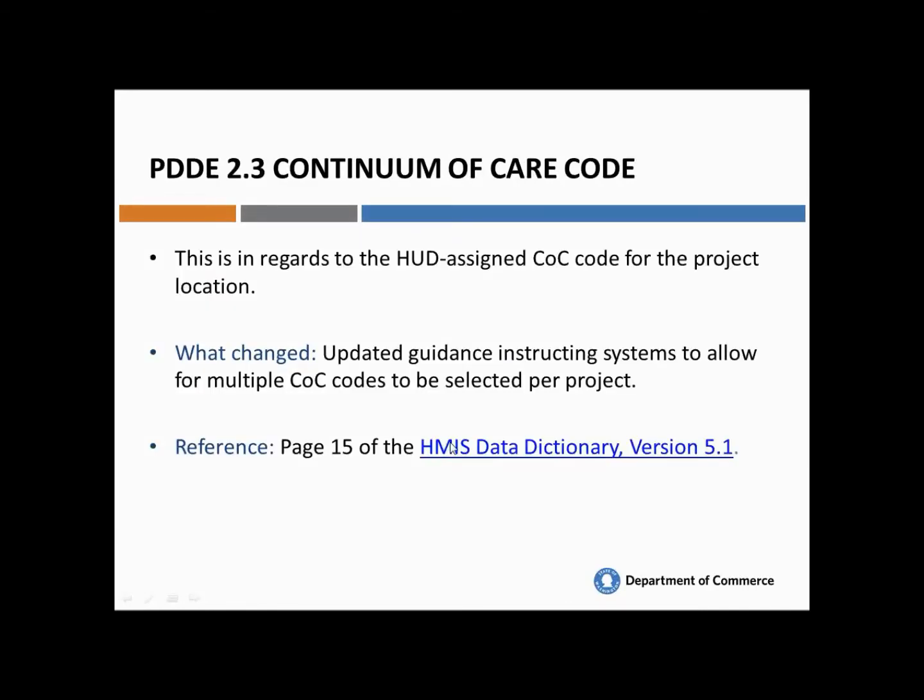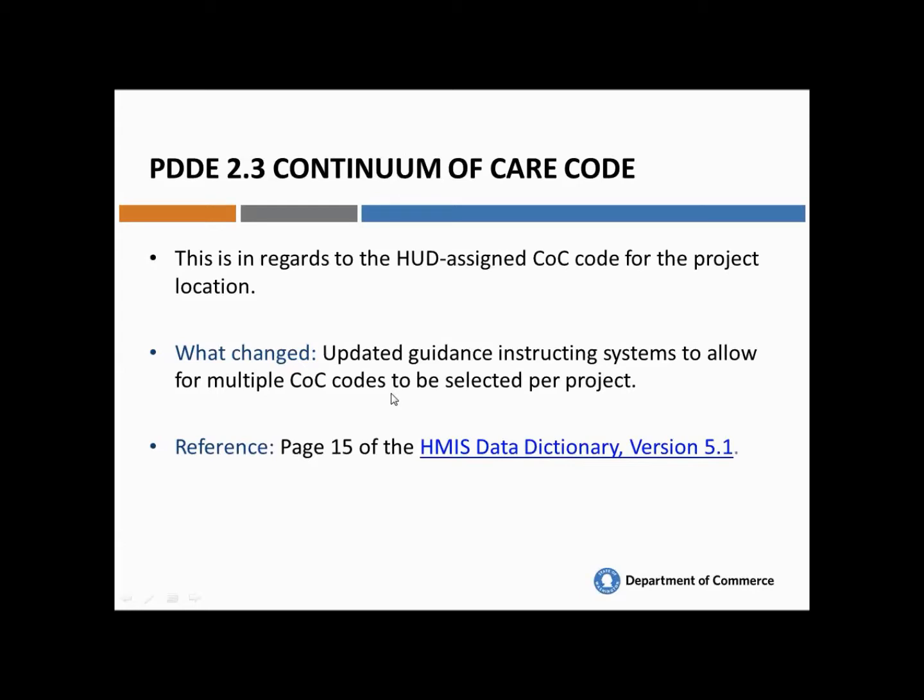All right, so the first one is a project-specific data element. So this is more for setup, and this is just updating guidance to vendors that they need to allow multiple continuum of care codes to be selected per project. So this is more on the setup end.